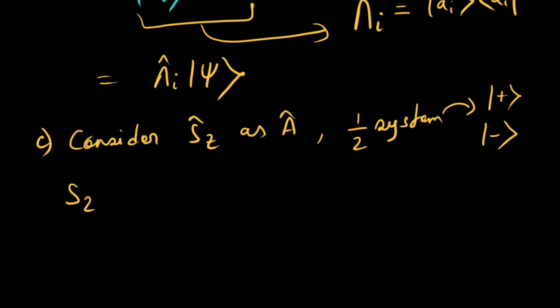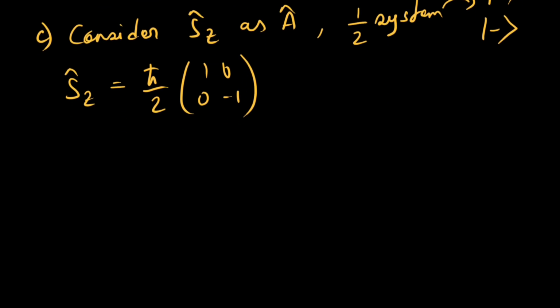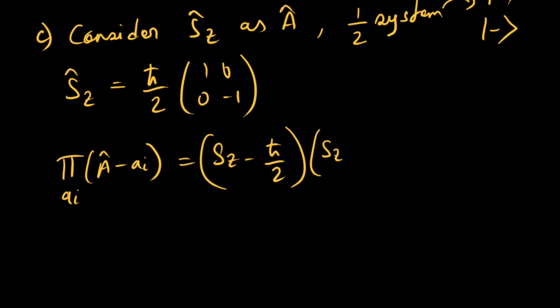So now we know that the SZ operator can be written as h bar by 2... actually, let's not do it this way, let's use the matrix representation, that would be easier. So SZ we can write as h bar by 2 times the matrix 1 0 0 minus 1, right? So now this operator, A minus a_i, would be just SZ minus h bar by 2 and SZ plus h bar by 2, right?